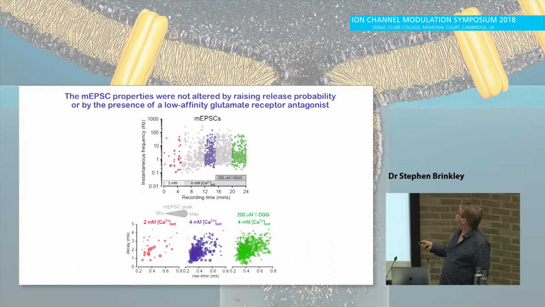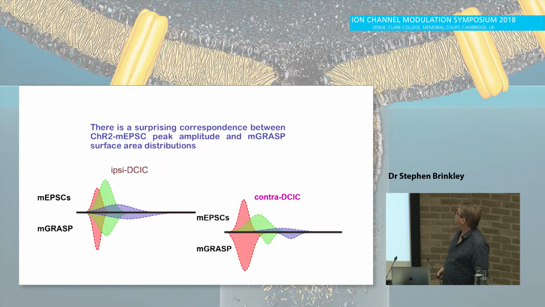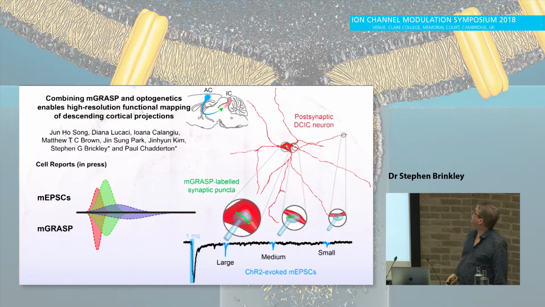And then this was a reviewer's comment: gamma-DGG, which is a low affinity glutamate antagonist, which would block spillover events. It did absolutely nothing, as we expected, but it was useful to see. But the bottom line is a very spooky correspondence between the mini peak amplitudes and the mGRASP surface areas, which gives us faith in combining these two together to measure the strength of synaptic connectivity in defined projections.